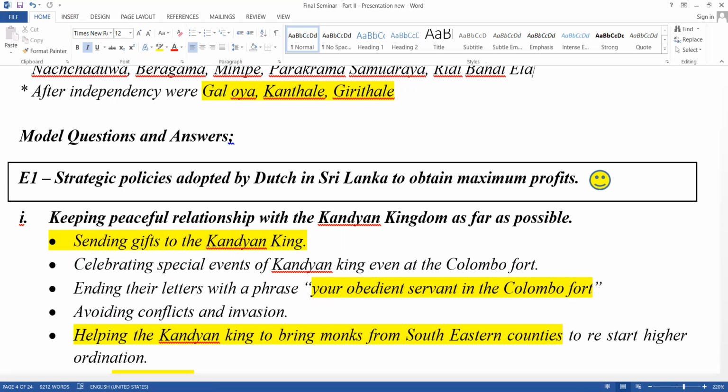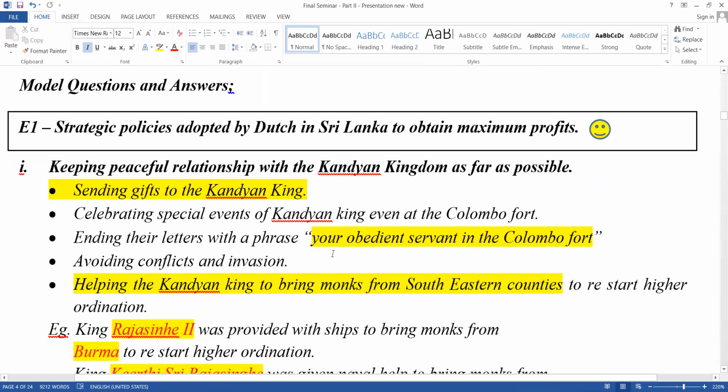So we discussed earlier also, sending gifts to the Kandyan king, celebrating special events of the Kandyan king even at the Colombo fort, like his coronation or his marriages or anything like that. And when sending letters to the Kandyan king, they ended their letters with "your obedient servant in Colombo fort." So this is to show their loyalty to the king, avoiding conflicts and invasions, and helping the Kandyan king to bring monks from southeastern countries.